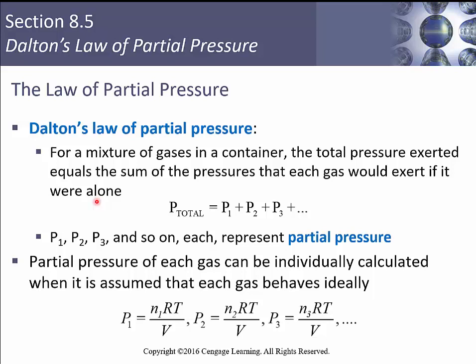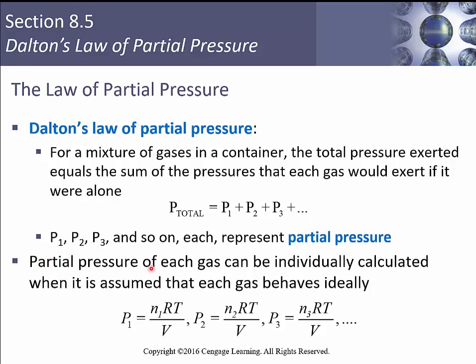And so if I've got another gas in there, its particles are going to impact that container wall or that area simultaneously with all the other ones, but independent in operation. So our gases are going to sum up their pressures to give an overall pressure, and that total pressure is just the sum of the individual pressures of a gas. So P1, P2, P3, and so on each represent what we call a partial pressure of those individual gases.